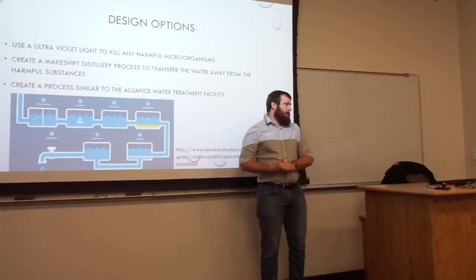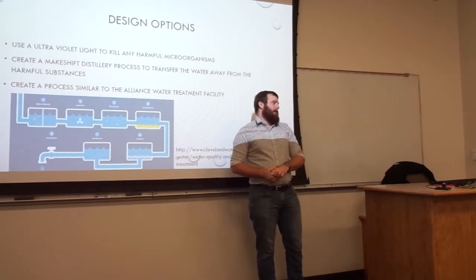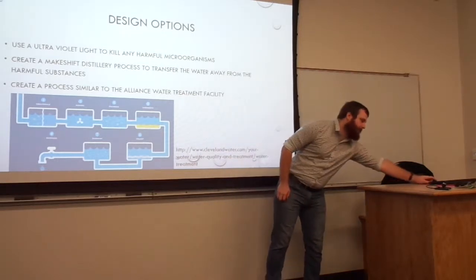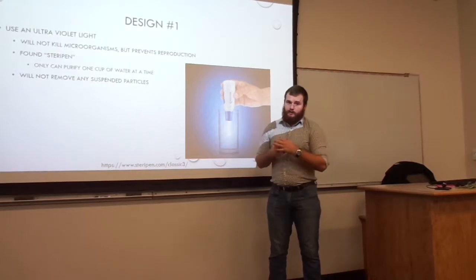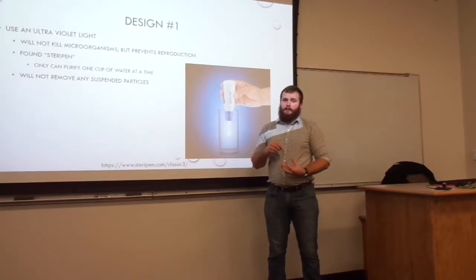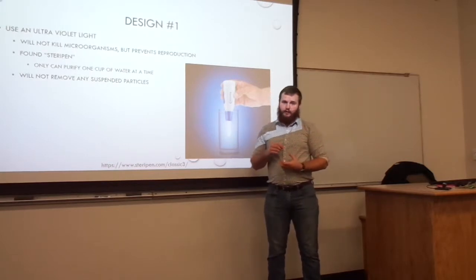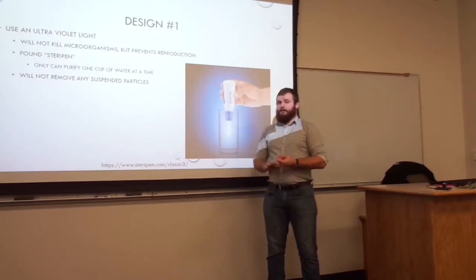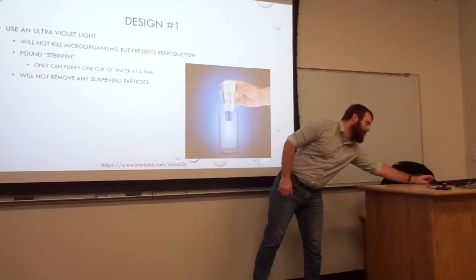So we had a few designs. The first one was using an ultraviolet light, the second one was using a makeshift distillery, and the third one was creating a process similar to the Alliance wastewater treatment plant. For design number 1, our ultraviolet light, we found a product known as SteriPen, which was used to purify one glass of water at a time by killing microorganisms in the water. The only problem is it's only one glass at a time, and it doesn't remove any suspended particles from the water, so we struck this from our list.